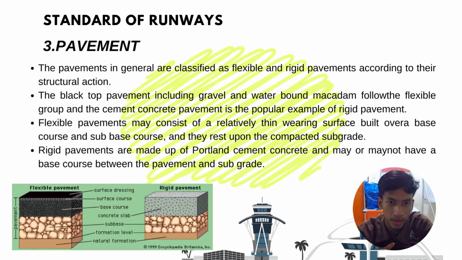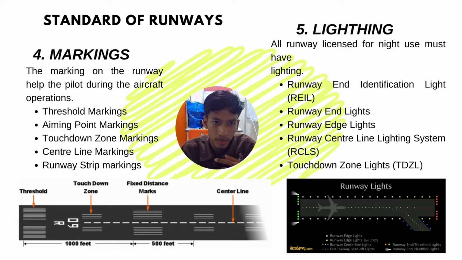Third is pavement. Pavement is flexible and rigid pavement. Rigid pavements are made up of Portland cement concrete and have a base course between the pavement and subgrade. Okay, number four is marking. The marking on the runway helps the pilot during the aircraft operation. And last is lighting. All runways licensed for night use must have lighting.